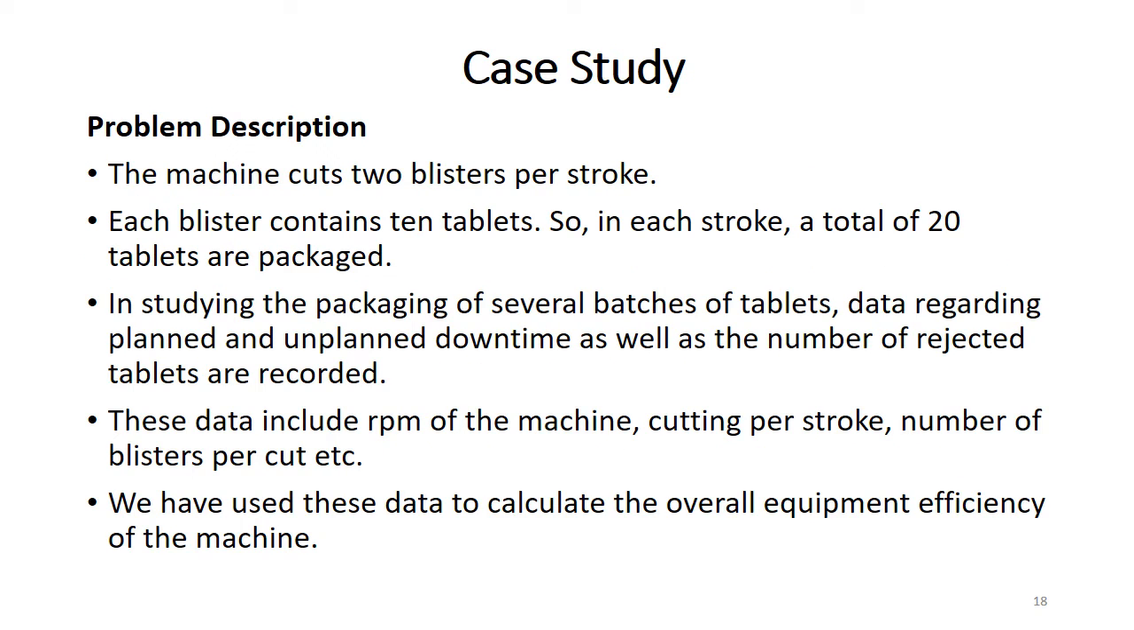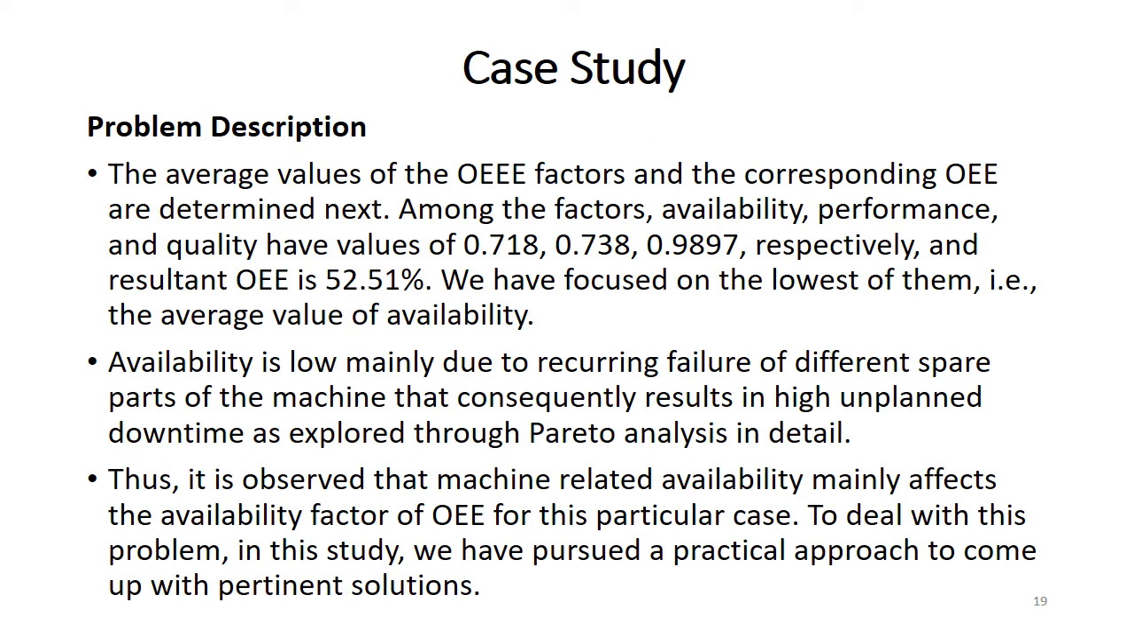The machine cuts 2 blisters per stroke. Each blister contains 10 tablets. In studying the packaging of several batches of tablets, several data were taken. These data include RPM of the machine, cutting per stroke, number of blisters per cut, etc. We utilize this data to calculate the overall equipment efficiency of the machine. The resultant OEE of the current system was found to be 52.51%, which is very low.